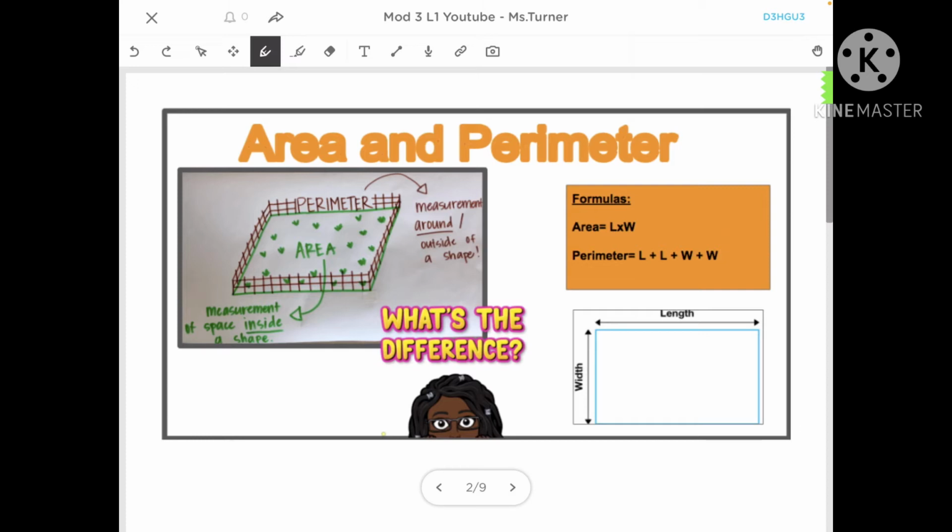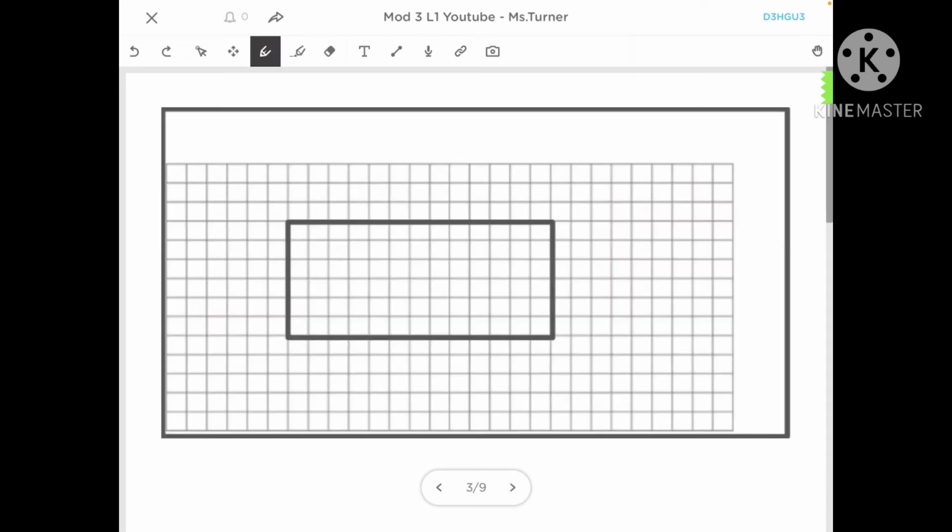And we also are going to be using formulas for area and perimeter. So the formula for area is length times width, and the formula for perimeter is length plus width plus length plus width. I'm going to show you guys what length is and what width is.